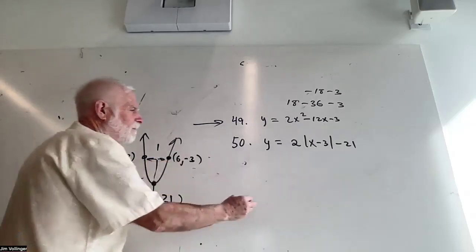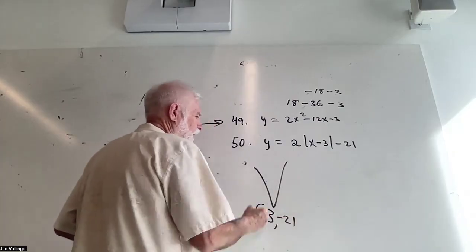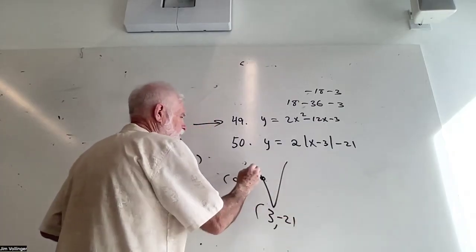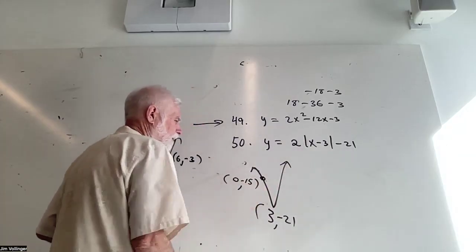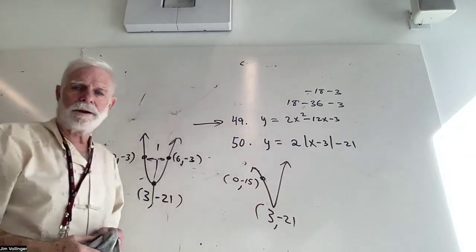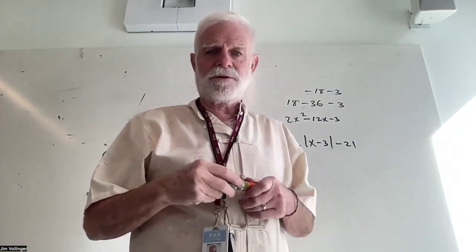All right, last problem. V shape. 3 gets us -21. And again, 0's on this side. Put some arrows there. Put a 0 in and you get -15. Whew! There's your 50 problems of review. And I hope you can knock those out in 30 minutes or less.